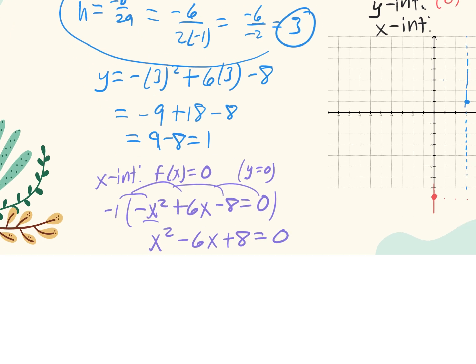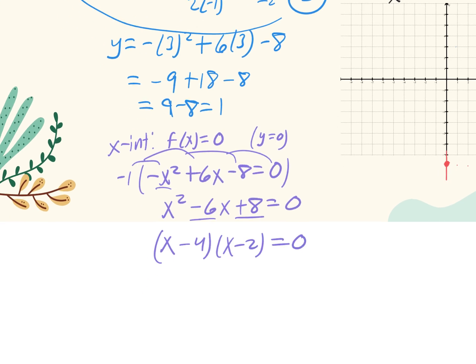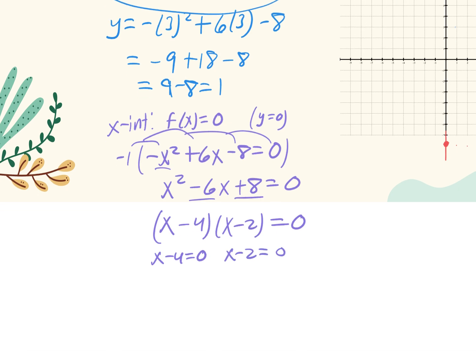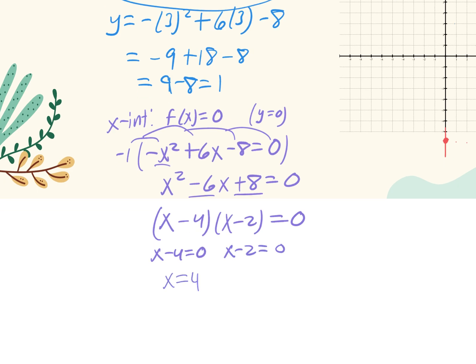So we get x squared minus 6x plus 8 equals 0. Now this is something that's factorable. Thankfully, we're able to factor this. If we remember how to factor, we're trying to find numbers that multiply to 8 and add to -6. And that's going to be -4 and -2. And now we use our zero product property, say each of these equal to 0. And then we get x equals 4 and x equals 2.